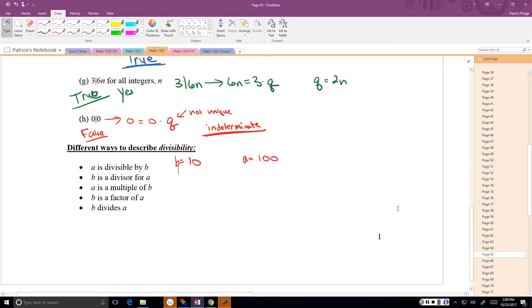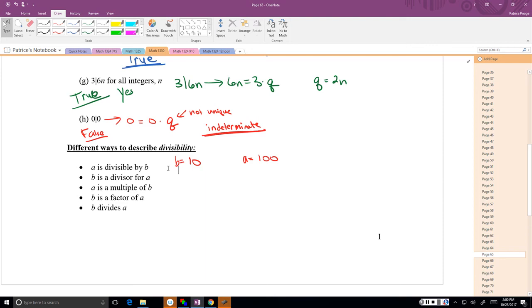So we could say A is divisible by B. 100 is divisible by 10. Yes? Okay. We could say 10 is a divisor of 100, a factor of 100. Yes, 10 times 10 gives you 100. So then we could say 100 is a multiple of 10. Yes? 10 times 10. It's a multiple. And we'd say 10 is a factor of 100. That's the same thing as divisor, factor, divisor.